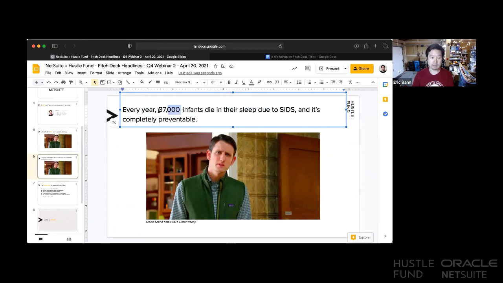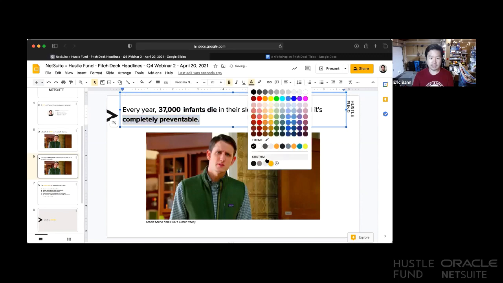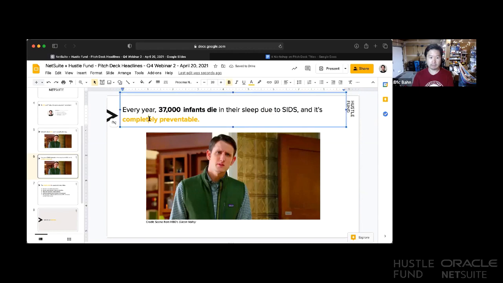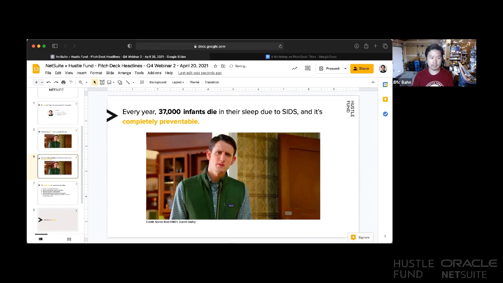There's certain things I like to do that are little tricks. Like I'll bold certain aspects that I think are very, very important to hit. Sometimes I'll actually add colors. So I'll use the Hustle Fund yellow here. And that's a slide headline right there, right? Pretty easy to scan, looks good. It's in a nice position at the very top.